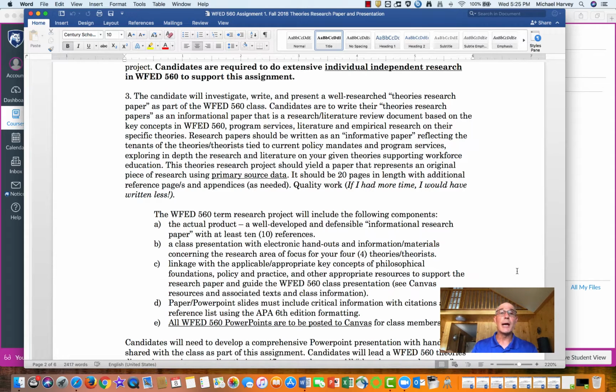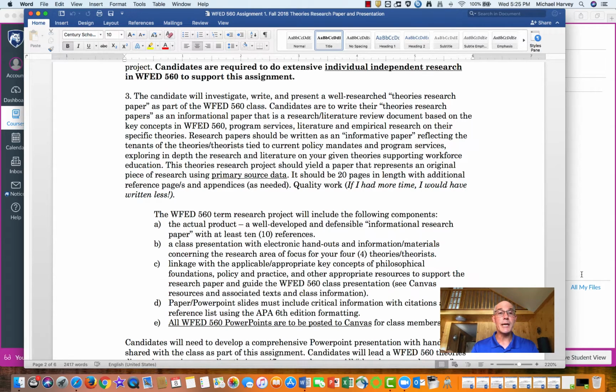And you will write a comprehensive research paper, which is an informative research paper that will provide the tenets, the theories, the theorists tied to current policy, mandates, programs, services, and practice from your literature review. You will use primary research resources, identifying at least 10 primary references in your reference page. And your paper should be 20 pages in length and have additional research pages and or appendices as needed.